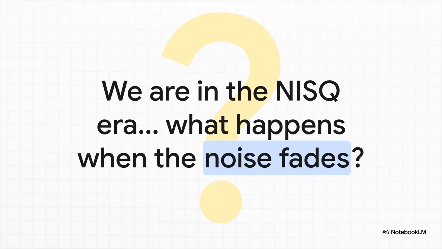But that brings us to a final, really powerful thought. We are building machines that operate using the fundamental rules of the universe itself. Yeah, they're noisy and imperfect today, but progress is moving incredibly fast. So the real question isn't if we'll build a fully stable quantum computer, but when. What happens to science, to medicine, to our entire world when the noise finally fades?